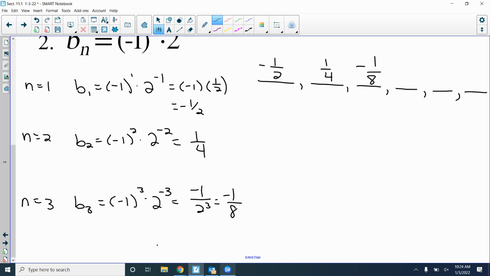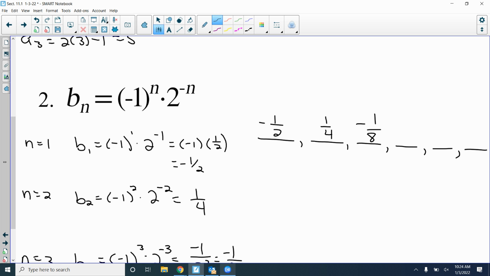What does the negative 1 to the n power do? Why is it there? It's going to change the sign. It's going to change from positive to negative to positive to negative. It's going to make your sign flip each time. Because if you plug in an odd number, 1, 3, 5, it's going to come back negative. If you plug in an even number, 2, 4, 6, 8, it's going to come back positive.